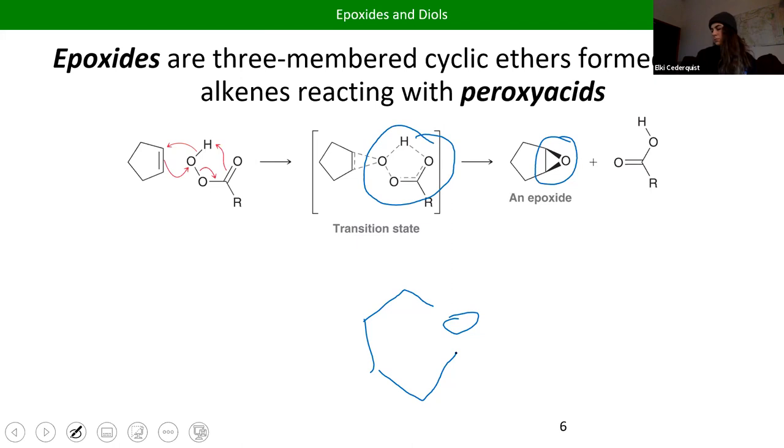And then our other byproduct here is whatever our peroxy acid is, we just wind up with it turning into a regular carboxylic acid. So whatever that R group was doesn't really play a role. Peroxy acetic acid is commonly used.